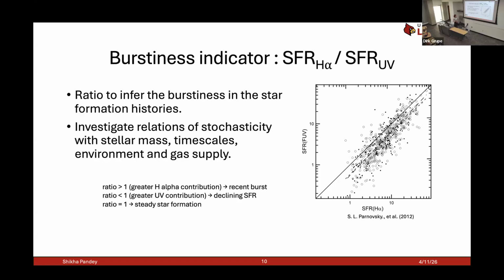So if the ratio is greater than 1, which means the numerator has higher contribution, which is H alpha emission, the galaxy has undergone a recent burst, whereas if the ratio is less than 1, there's greater UV contribution, which means declining star formation. And if the ratio is 1, we see a scatter around this, I call it the main sequence, but it's really misleading. But there's a line for this ratio equals 1, which just shows a steady, stable star formation.